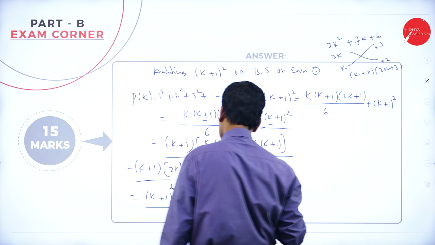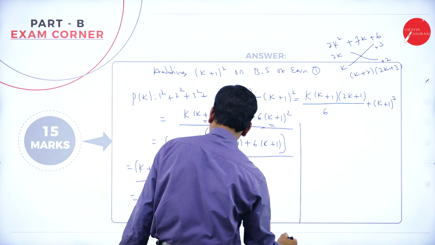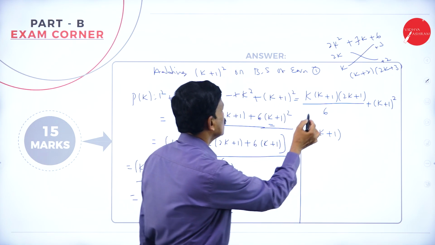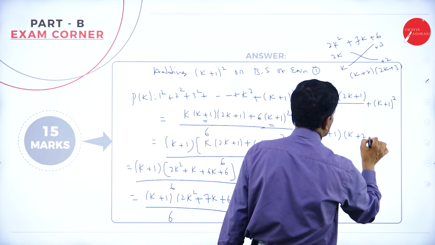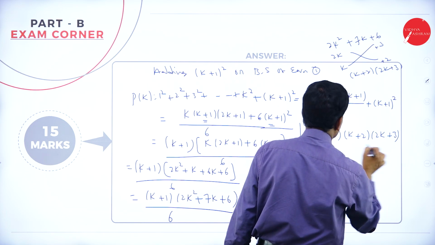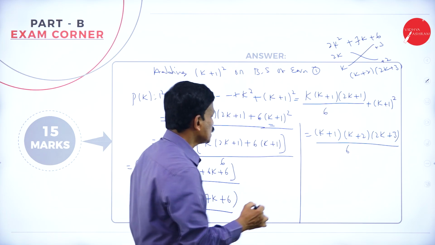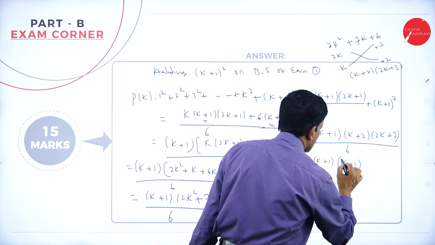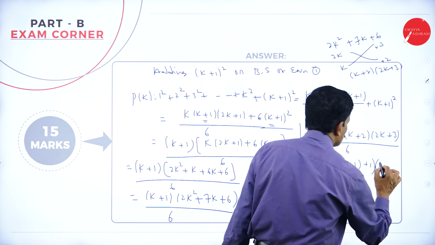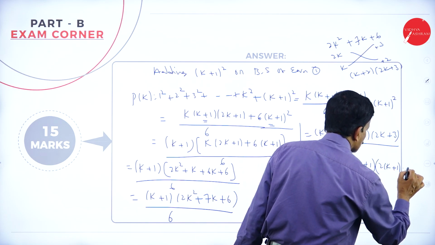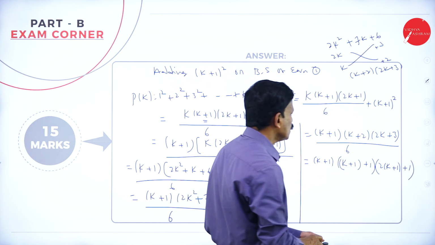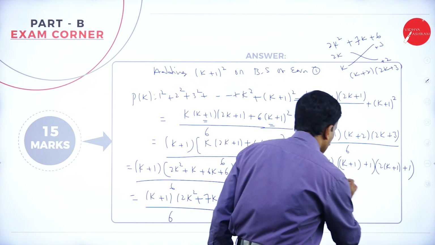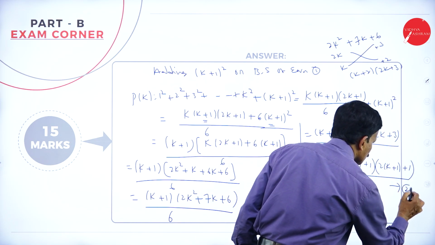So this is equal to k plus 1 into, what are the factors, k plus 2 into 2k plus 3, divided by 6. This can also be written as k plus 1 into k plus 1 plus 1 into 2 times k plus 1 plus 1. See, if we multiply, 2k plus 2 plus 1 is 2k plus 3, divided by 6. Let us represent this as equation number 2.